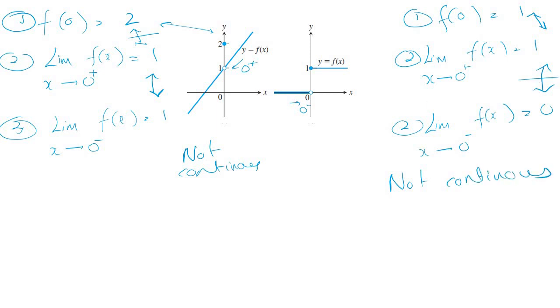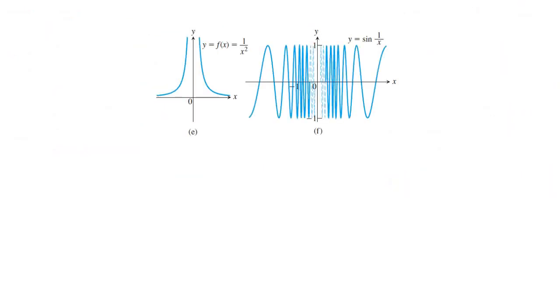Let's look at one more example. As x tends to 0, when you substitute 0 into this function, we see that the denominator is 0, so f(0) is not defined. So the first condition is not true. This should be adequate to say that it is not continuous, but let's look at the other two conditions as well.